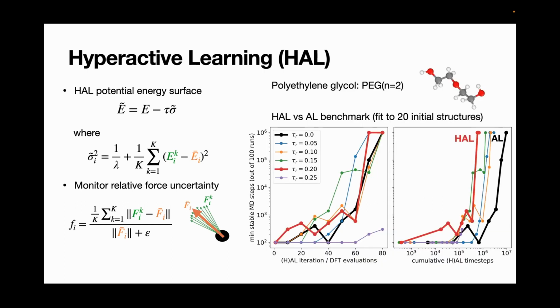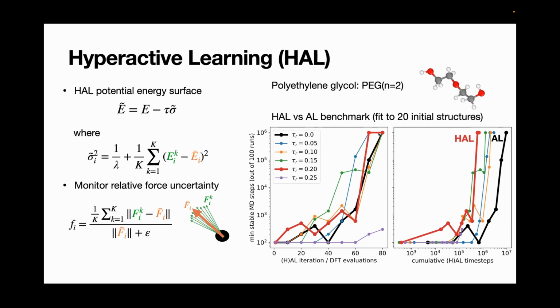And then the first question is, well, does this actually work? So here is polyethylene glycol from 2 monomer units. You can see it up here. And we're benchmarking hyperactive learning against active learning. With tau equals 0, essentially you have no biasing, and then we start to increase the bias more and more. And as you can see here, these are the minimum number of stable steps out of 100 runs.